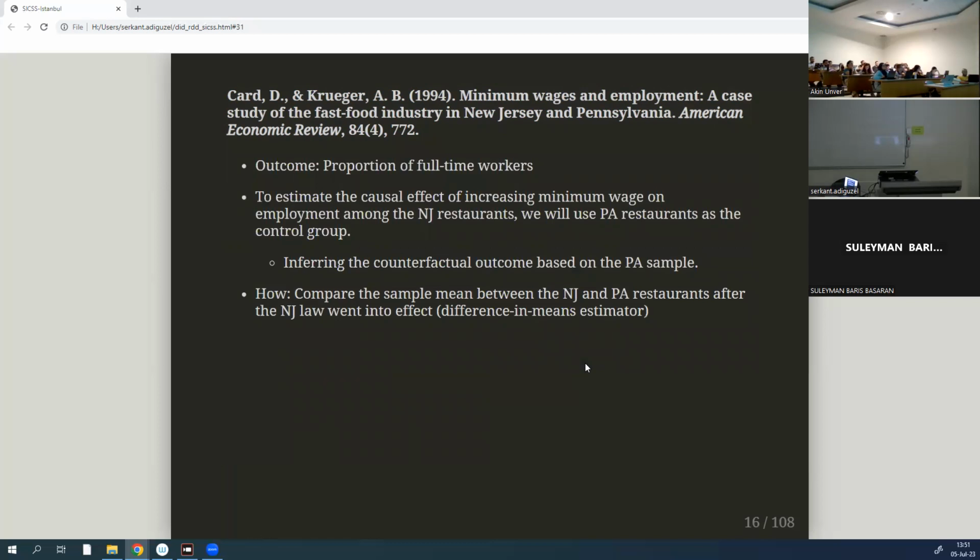So as I told you, the outcome is proportional full-time workers. First, I'm going to do a simple thing where I compare New Jersey and Pennsylvania after this minimum wage increase. So this is a cross-section comparison, only focusing on after the minimum wage increase. I'll just use a difference in means estimator, but you can also do it with OLS, right? It's going to give you the same result as well.